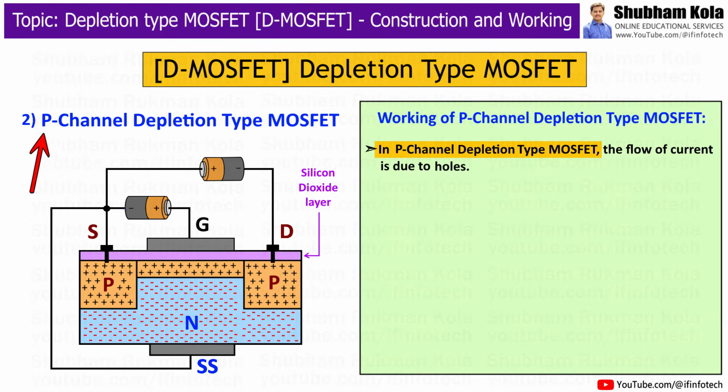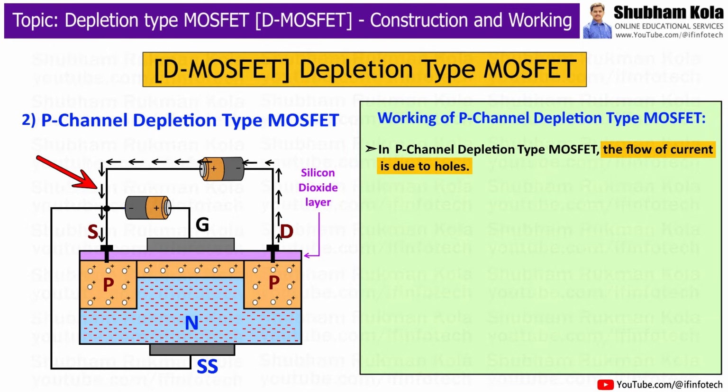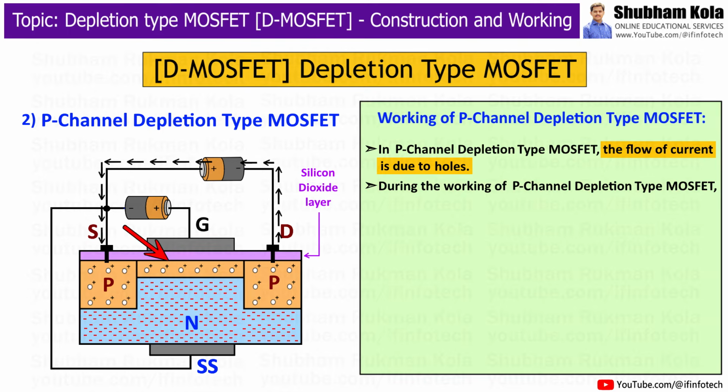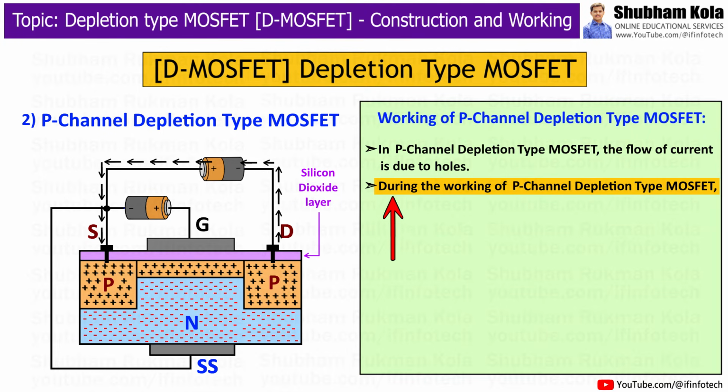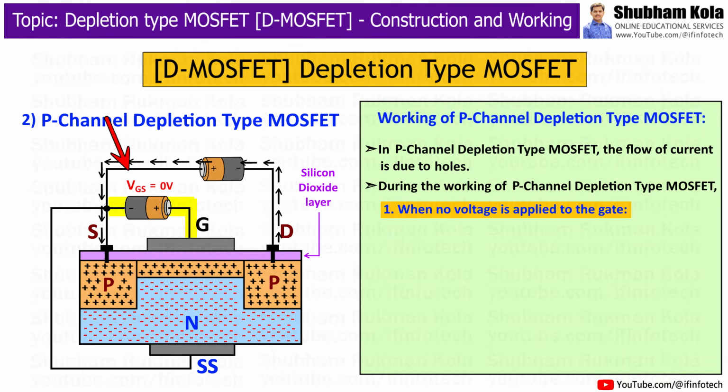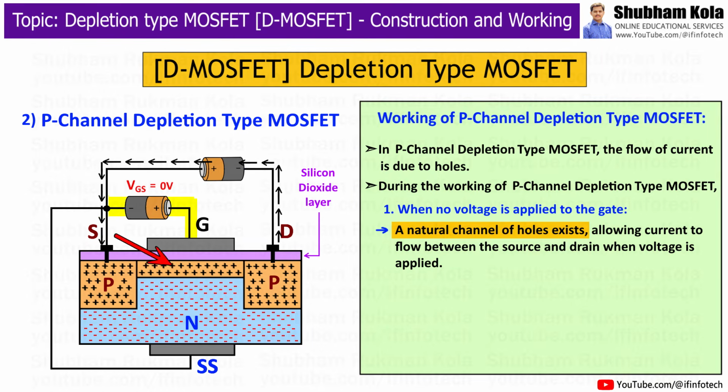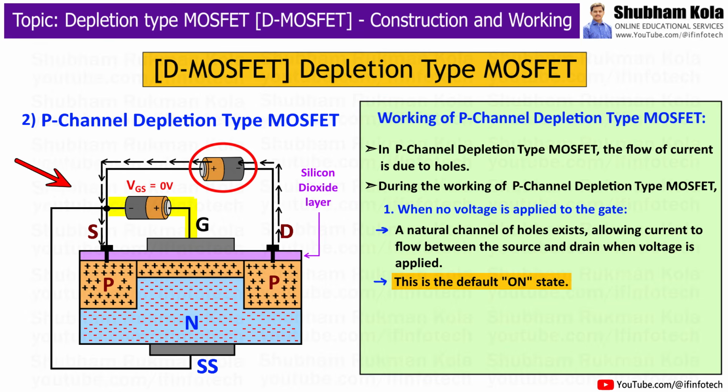In P-channel depletion type MOSFET, the flow of current is due to holes, since it is P-type semiconductor. During the working of P-channel depletion type MOSFET, when no voltage is applied to the gate, a natural channel of holes exists, allowing current to flow between the source and drain when voltage is applied. This is the default on state.